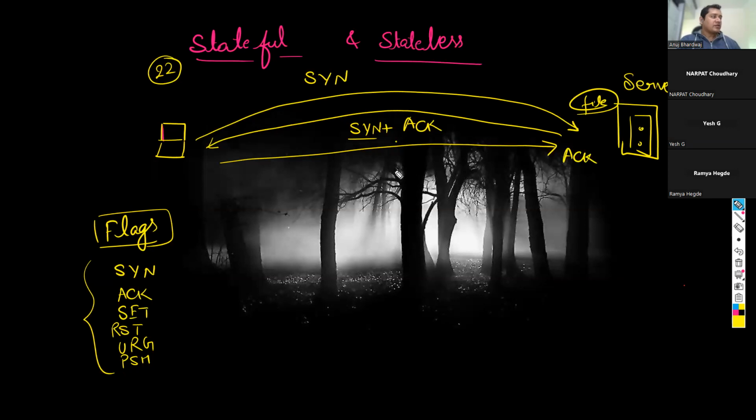So whenever these three steps are done, it means that we initiated the SYN, we got the response of SYN plus ACK, and then we again responded back that okay, I'm okay. This is called the TCP three-way handshake.